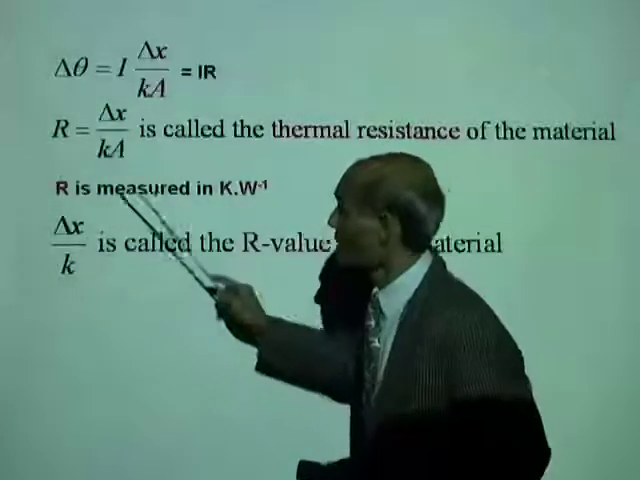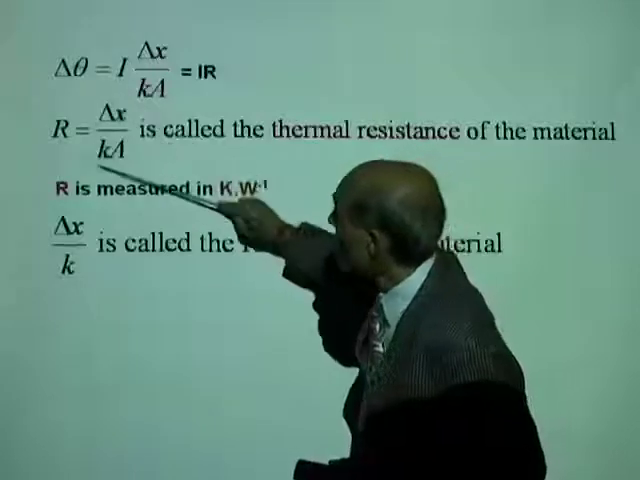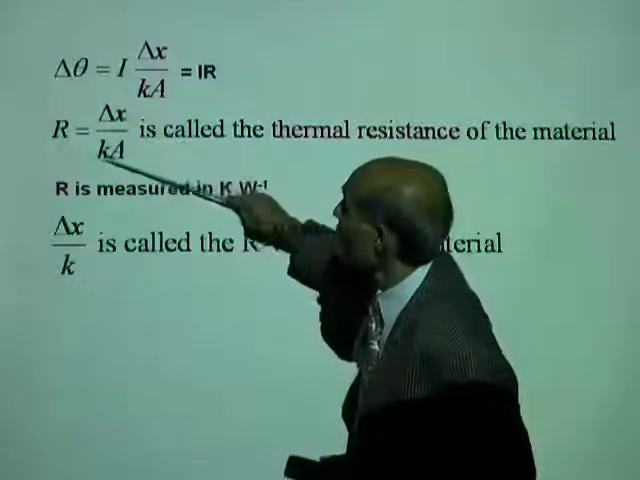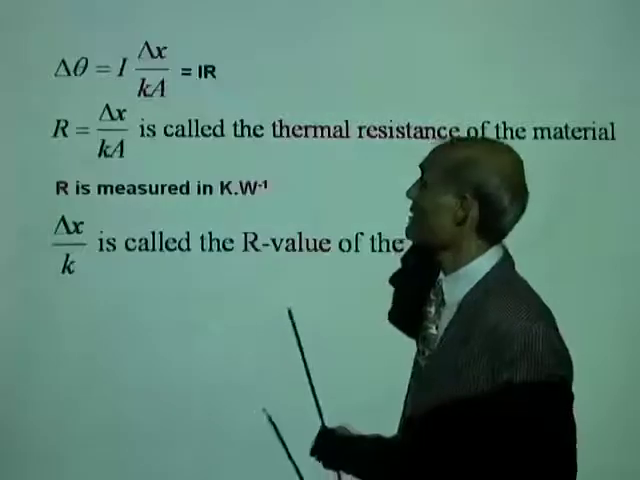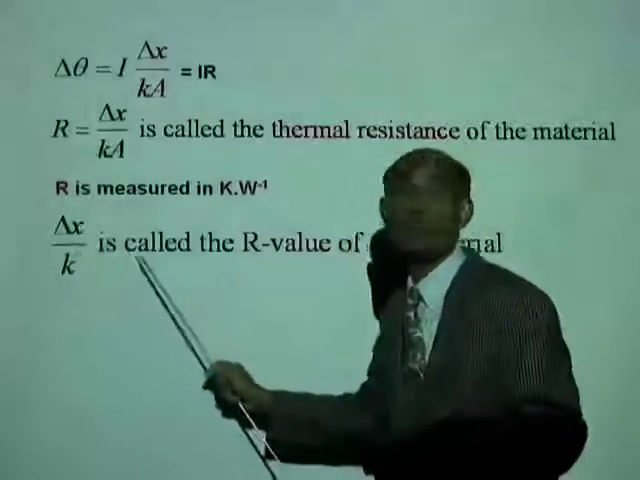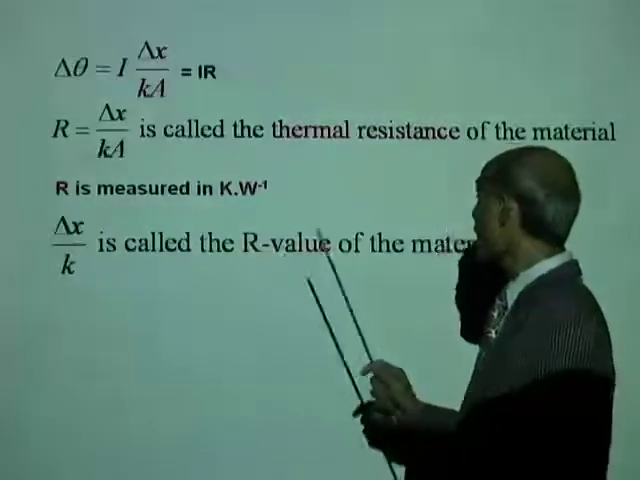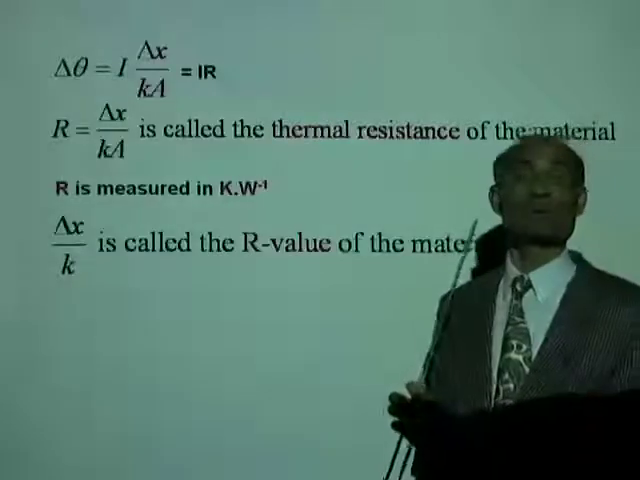Now look at this quantity: delta X divided by K. This has a special significance. Delta X divided by K is called the R value of the material.